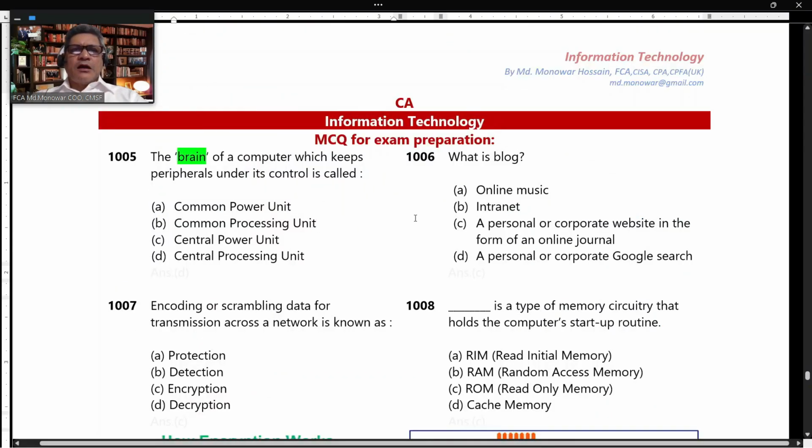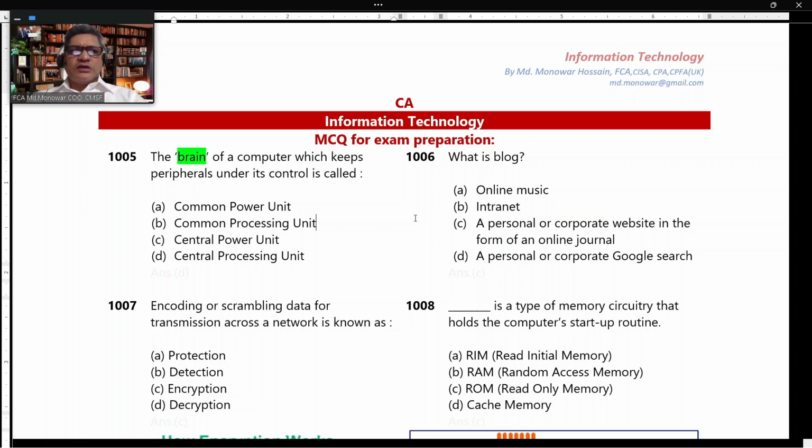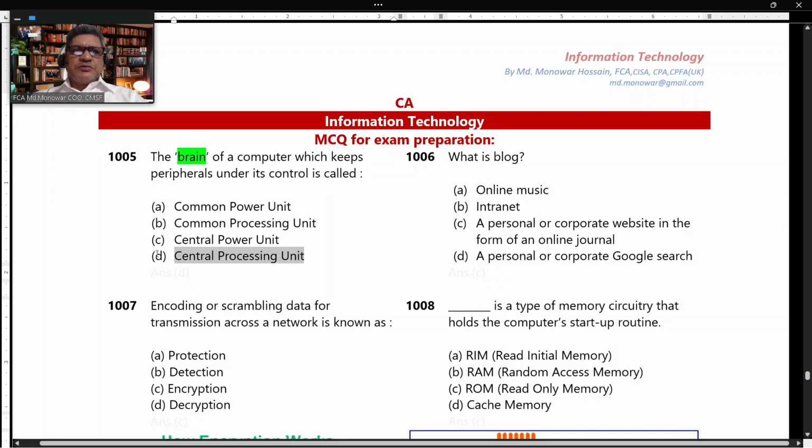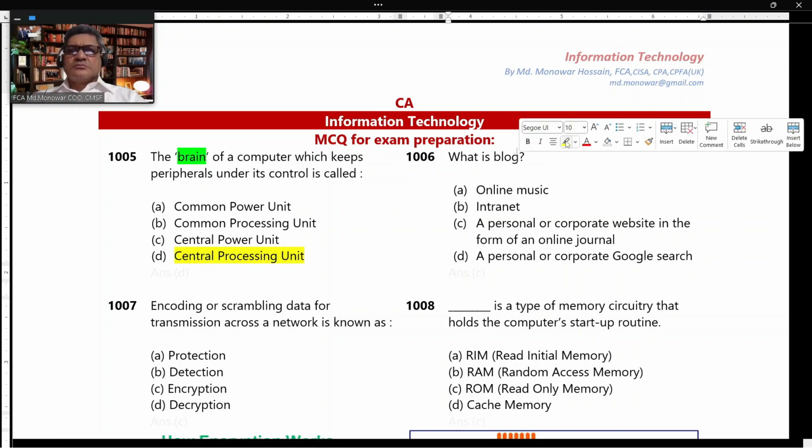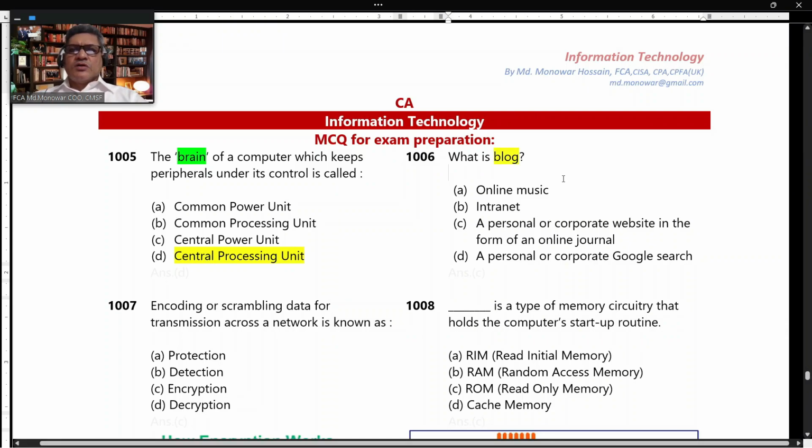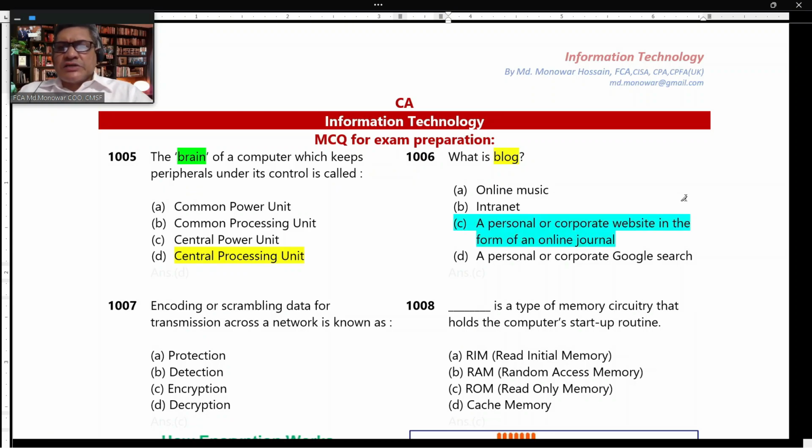The brain of a computer which keeps peripherals under its control is called CPU, Central Processing Unit. So your answer is D. What is a blog? We know a blog is a personal or corporate website in the form of an online journal. A personal or corporate website in the form of an online journal is called a blog.